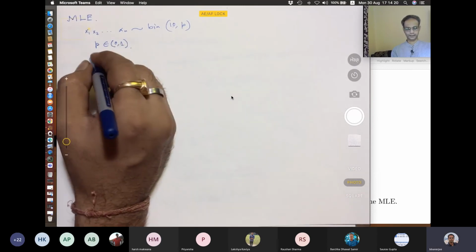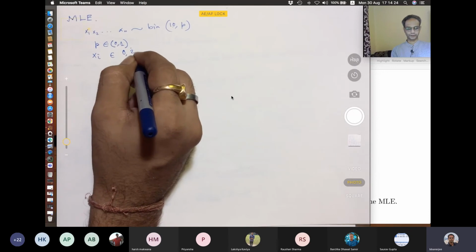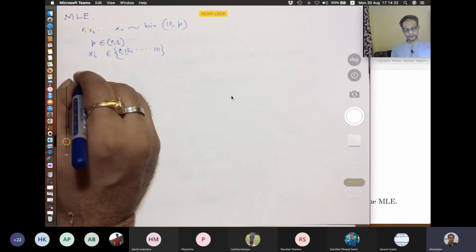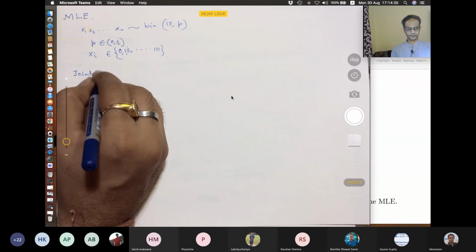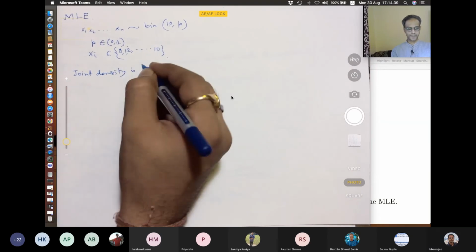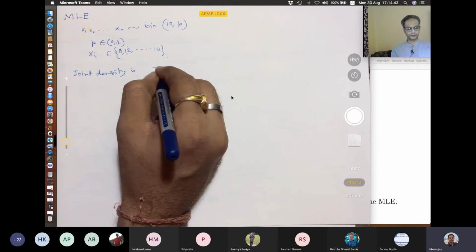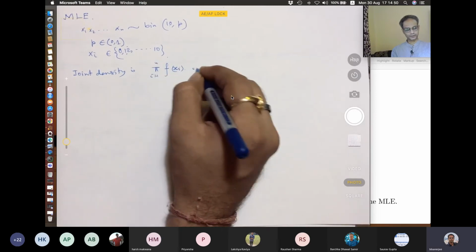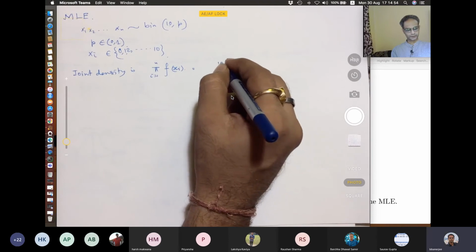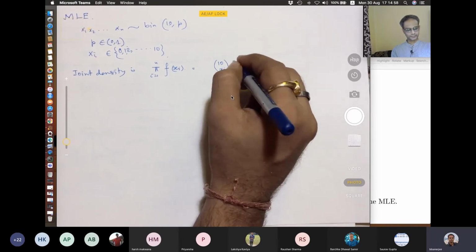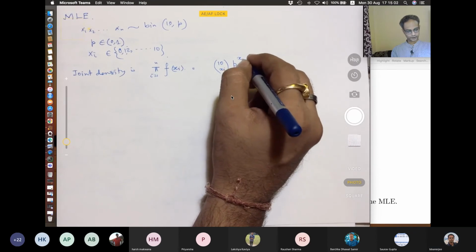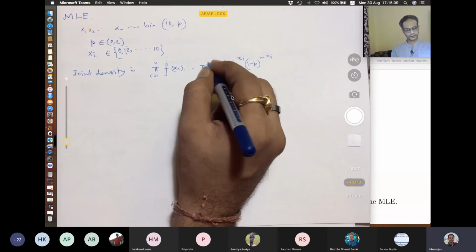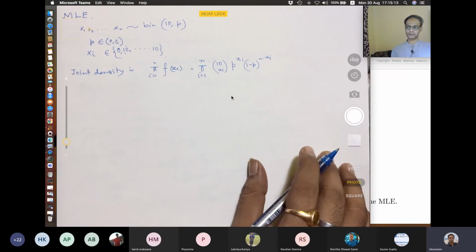Okay, and x can take values between 1 up to 10. So the joint density is the product of f of xi, with i running from 1 to n. So it is the product over i running from 1 to n of 10 choose xi, p to the power xi, 1 minus p to the power 10 minus xi. Right. So this is the joint density.